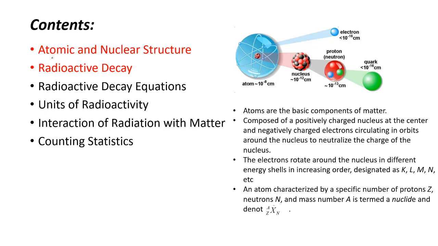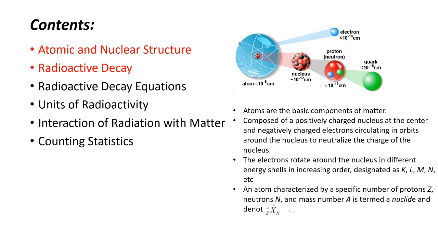All of us are well versed in atomic and nuclear structure, and all of us know what atoms are. Atoms are the basic components of matter, composed of a positively charged nucleus at the center, with electrons circulating in orbits around the nucleus. The nucleus is composed of protons and neutrons. The proton is positively charged and the neutron is chargeless.